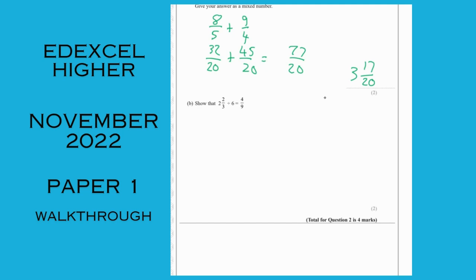Next one, 'show' means do. So 2 and 2/3 is 8/3. Dividing by 6 is the same as multiplying by the reciprocal. Top times top, bottom times bottom, and they cancel down for a nice easy couple of marks.